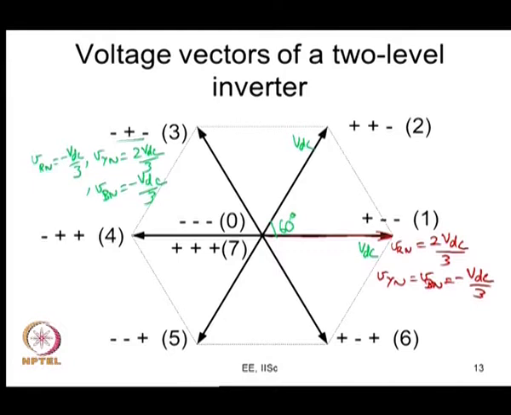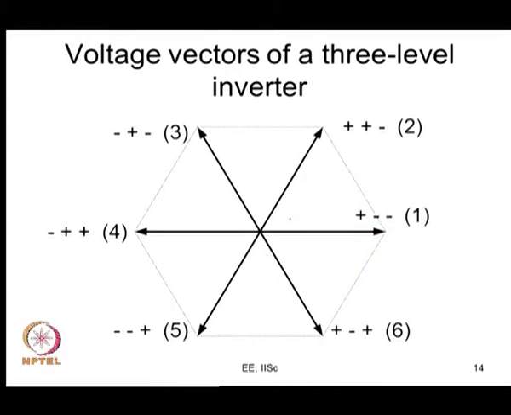So, this is what we did in a 2 level inverter. The same transformation, but different sets of 3 phase pole voltages, that is all that matters now. The different 3 pole voltages will give you different sets of line to line voltages and different sets of line to neutral voltages, and therefore, different sets of voltage vectors in a 3 level inverter, which is what we are going to see now.